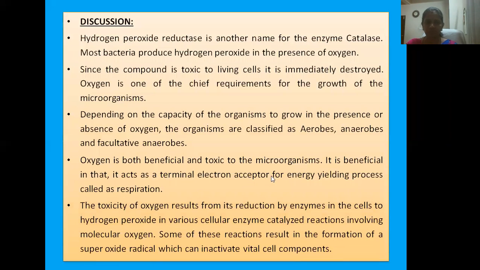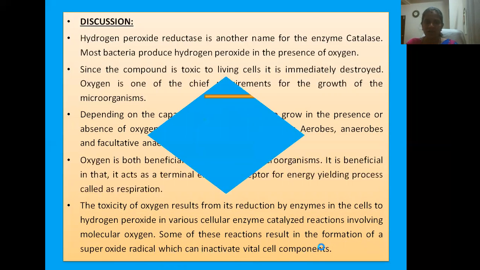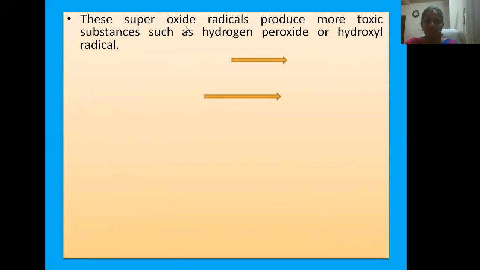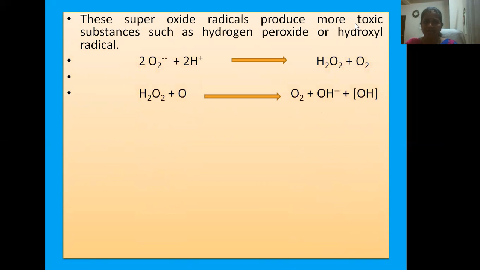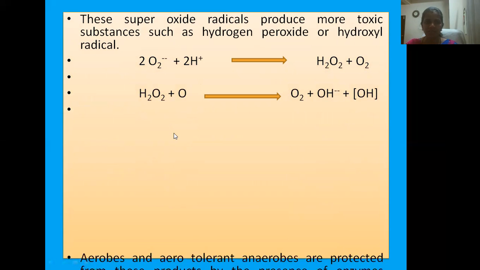Okay. The toxicity of oxygen results from its reduction by enzymes in the cells to hydrogen peroxide, in various cellular enzyme catalyzed reactions involving molecular oxygen. Some of these reactions result in the formation of a superoxide radical which can inactivate the vital cell components. Okay, then these superoxide radicals produce more toxic substances such as hydrogen peroxide or hydroxyl radical. Okay, you can see in the reaction.